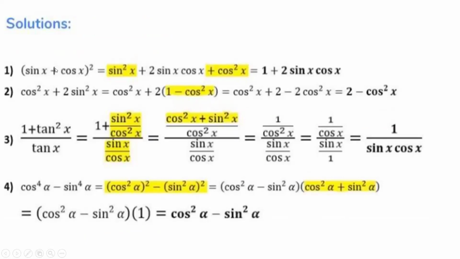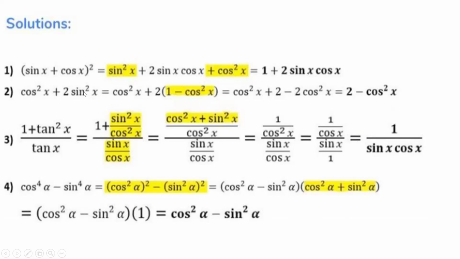So I take the first side, sine x plus cosine x, all of its square. This is remarkable identity 1. So I solve it: sine squared x plus 2 sine x cosine x plus cosine squared x. We know from the fundamental relations that sine squared x plus cosine squared x is equal to 1. So I can write 1 plus 2 sine x cosine x. It's verified.